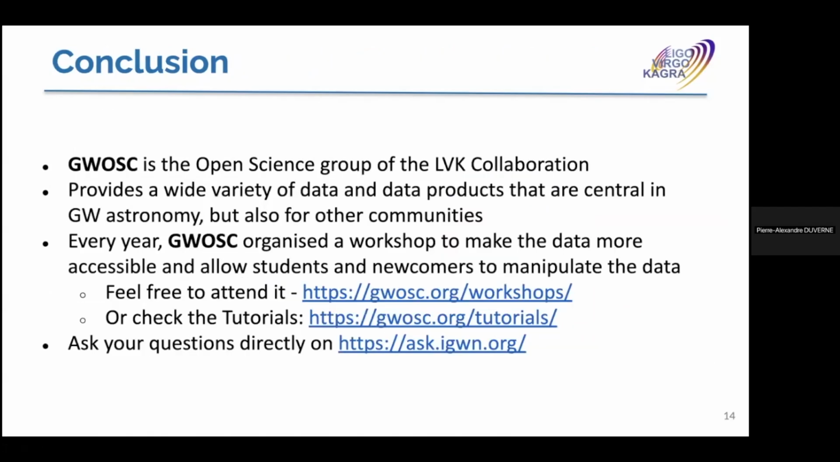So the short conclusion here is that the group that's responsible for open science in the LVK collaboration provides a wide variety of data and data products that are central for gravitational wave astronomy obviously, but not only, especially in the context of multi-messenger astronomy. Having access to well-documented and exhaustive data from gravitational wave observatories is crucial, for example, when you're trying to find coincidences with a neutrino observatory or gamma ray observatory, and having that is a huge advantage.